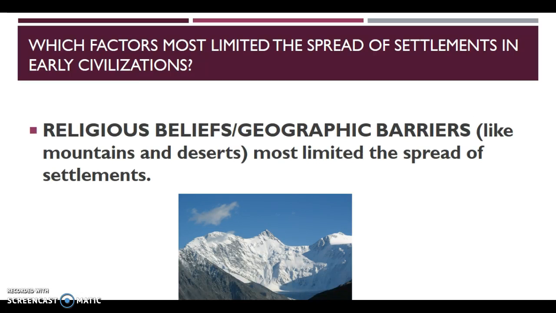Which factor most limited the spread of settlements in early civilizations? Religious beliefs, geographic barriers like mountains and deserts most limited the spread of settlements.